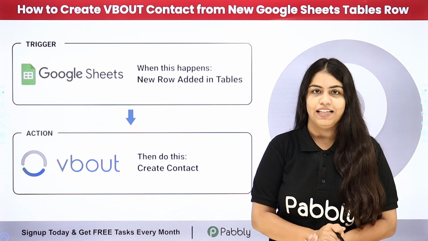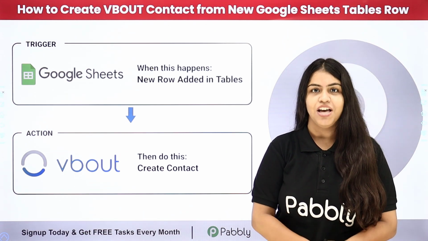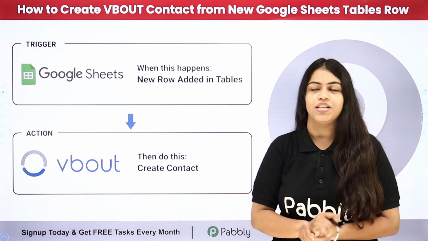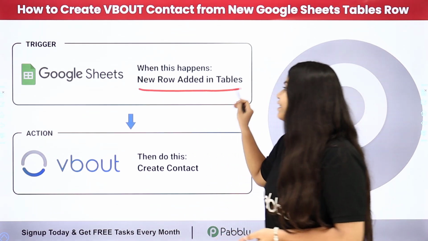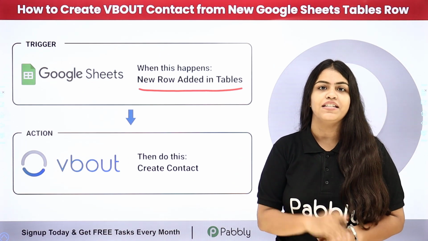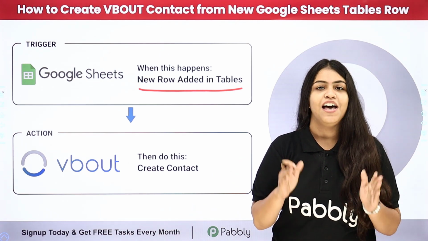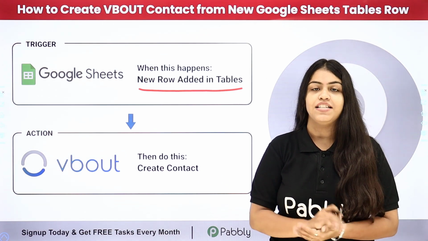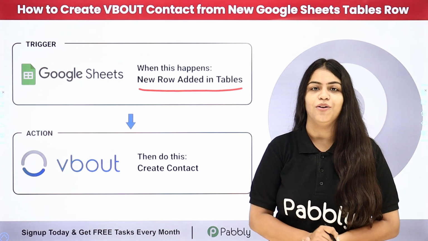I'm managing my email campaigns with the help of my VBOUT account, and to add new lead details, I use Google Sheets. So now what I want is that as soon as I add the new lead details in my Google Sheets, automatically with the help of the same lead details, a new contact should be created in my VBOUT account too, so that I can create targeted marketing campaigns for all of these leads.